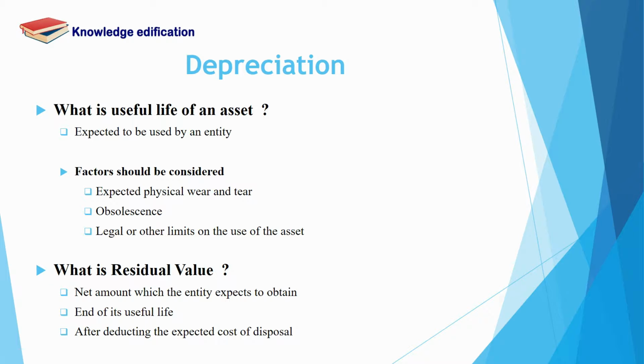Next is, what is useful life? The period over which an asset is expected to be available for use by an entity, or the number of production or similar units expected to be obtained from the asset by an entity, is called useful life. The following three factors should be considered when estimating the useful life of a depreciable asset: expected physical wear and tear, obsolescence, and legal or other limits on the use of the asset.